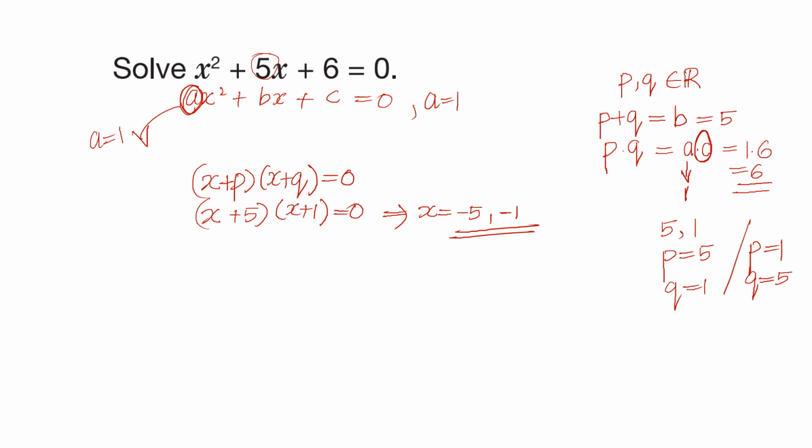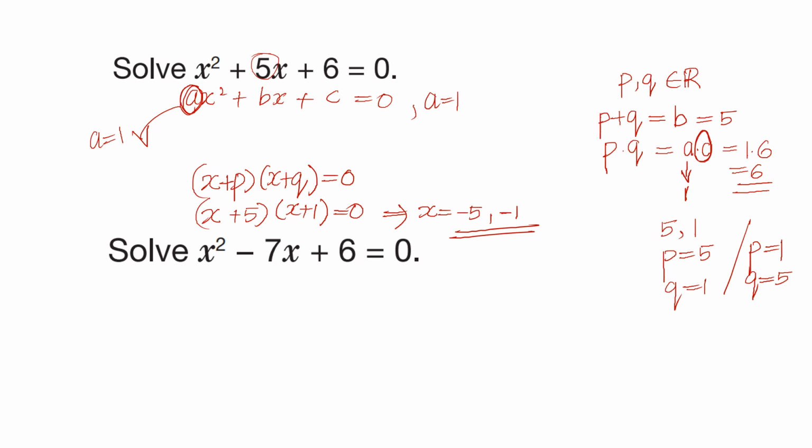So these two numbers are the base of forming the linear factors. So that is x plus p times x plus q is equal to 0. So p and q are 1 and 5. So it will give the value of x as minus 5 and minus 1. So I'll solve the next one.